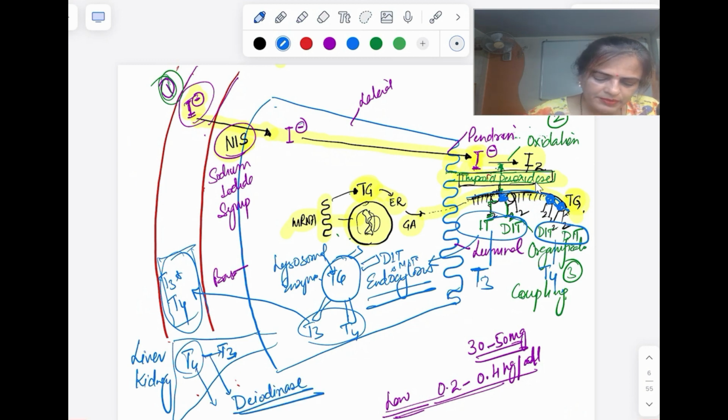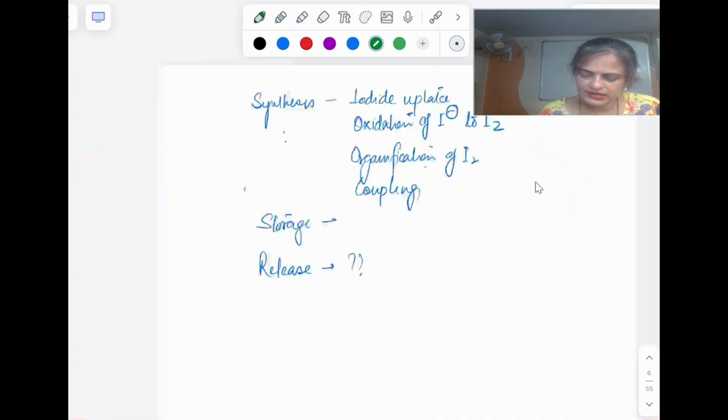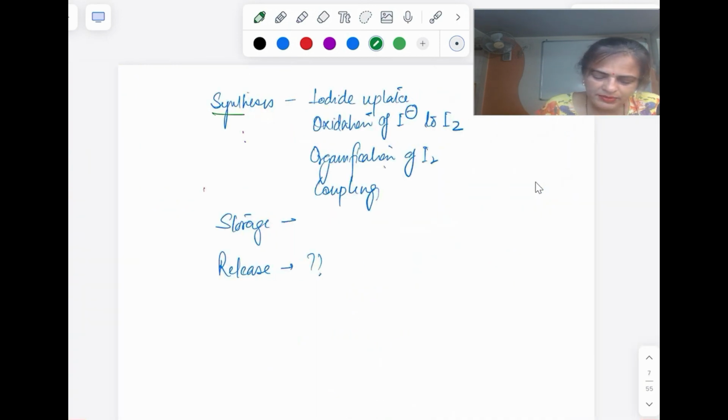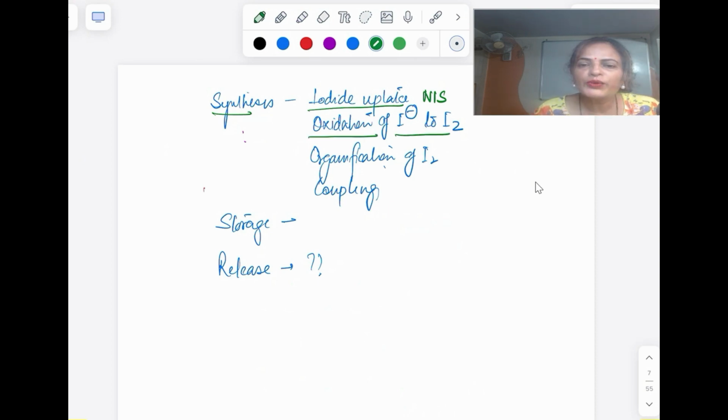So the first step is uptake, we'll see in the next slide. So synthesis में आपका क्या हो गया? Iodide uptake with the help of sodium iodide symporter, then oxidation जिसमें आपका iodide is converted into iodine, then this inorganic iodine gets organified by combining with the amino acid tyrosine which is present on the thyroglobulin.